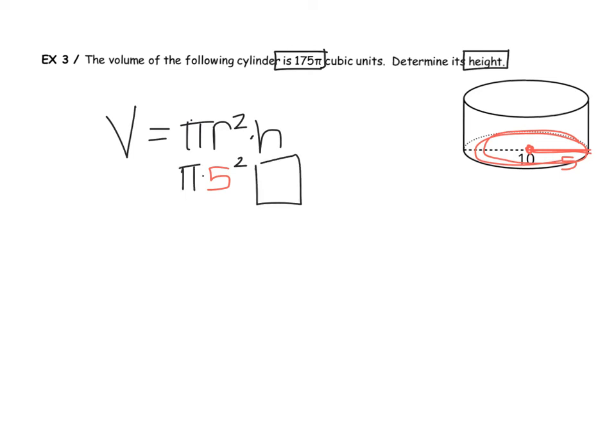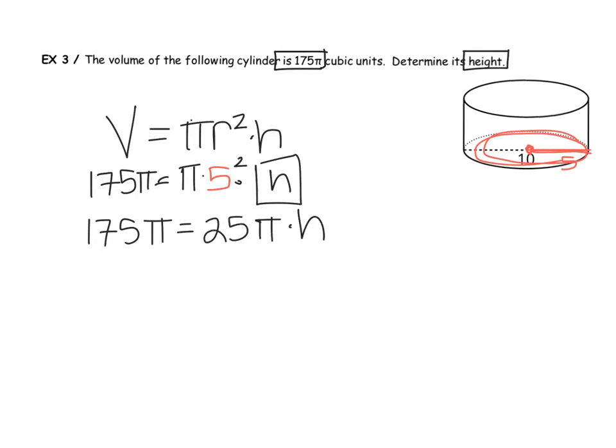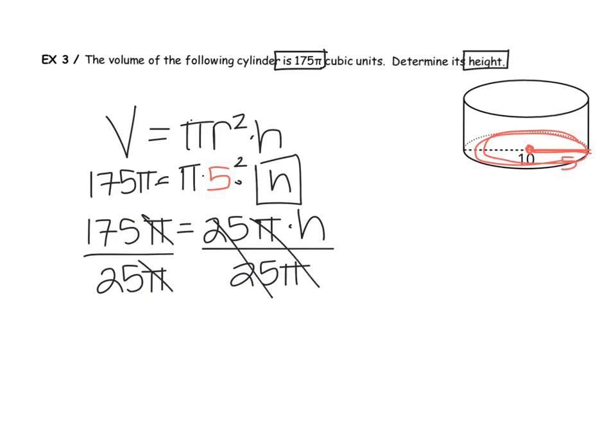I don't know my height, so that's going to be my unknown, h, but I do know that my volume is 175 pi. And now I'm really just solving an equation. So I have 175 pi equals 5 squared is 25 pi times h, dividing both sides by 25 pi. Pi divided by pi is 1, and 175 divided by 25 is 7. So the height of my cylinder is 7, and I'm going to go back and check units. I'm not given any units, it just says units. So I'm done. I found the height of 7.